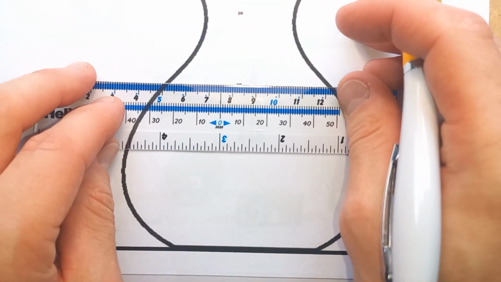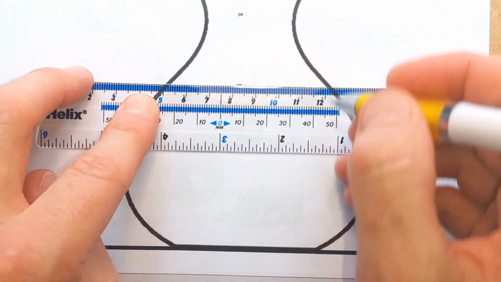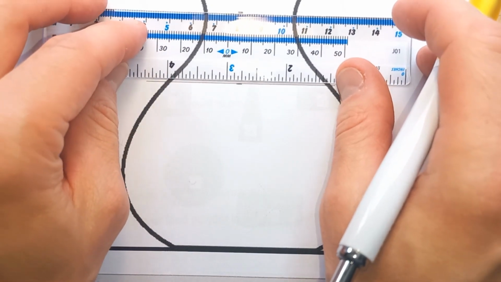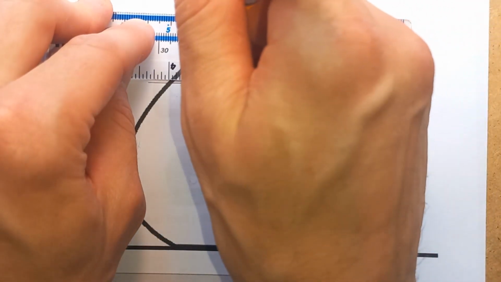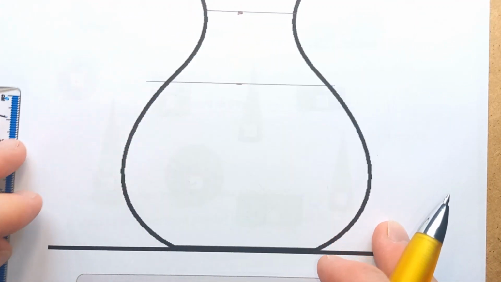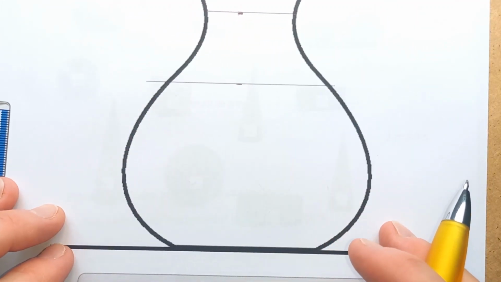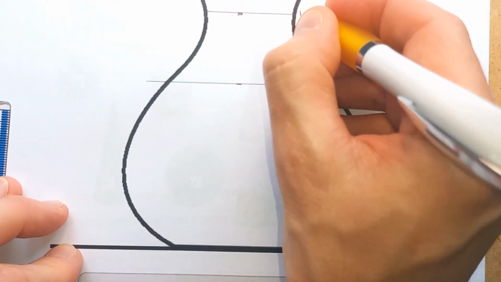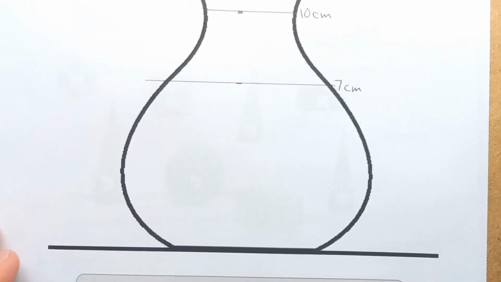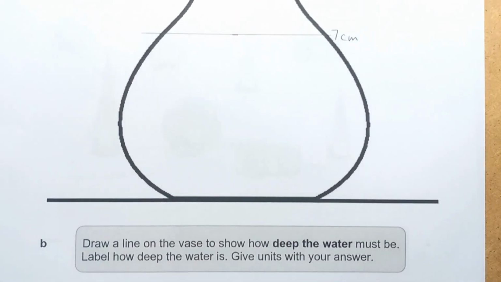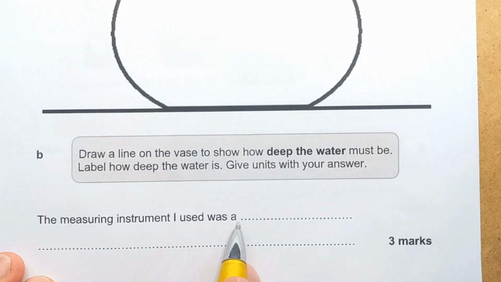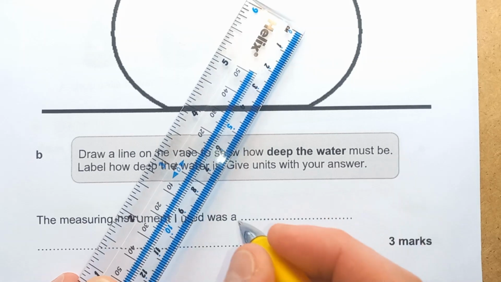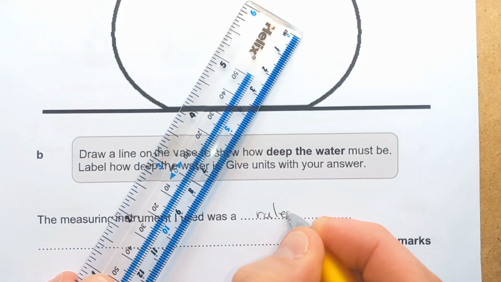So if I was trying to be absolutely precise, I'd probably measure twice and then join them, but I'm pretty confident that my lines are horizontal. Okay, so it's basically got to be between those. So this is our 7 centimetre line, and that's our 10 centimetre line. And it then says the measuring instrument I used was, we used one of these, which is a ruler.